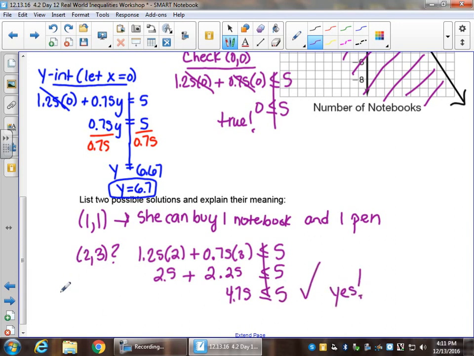So she can buy 2 notebooks and 3 pens. If this had been an at most question, if she buys 2 notebooks, how many pens can she buy? You would have just proven that she can buy at most 3 pens.